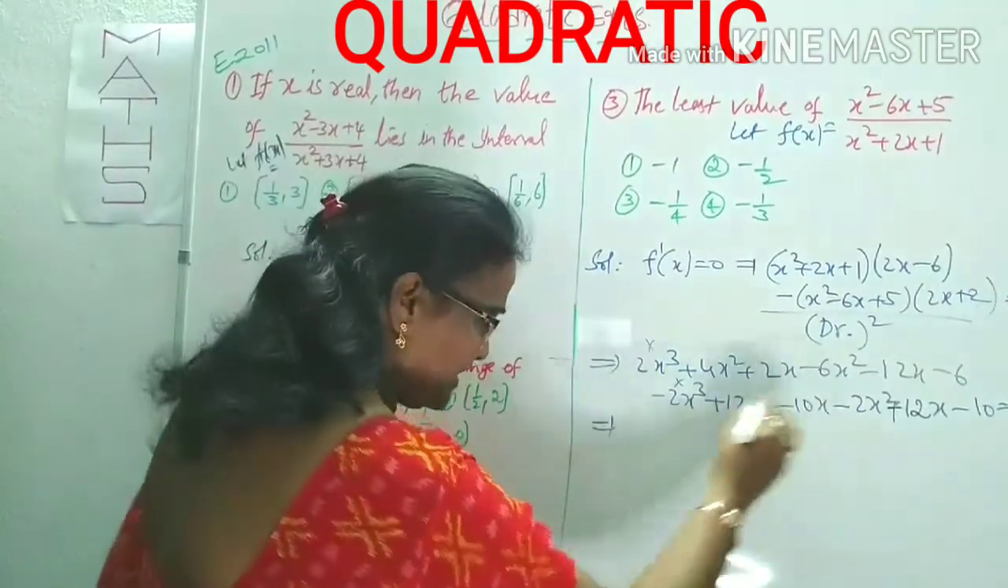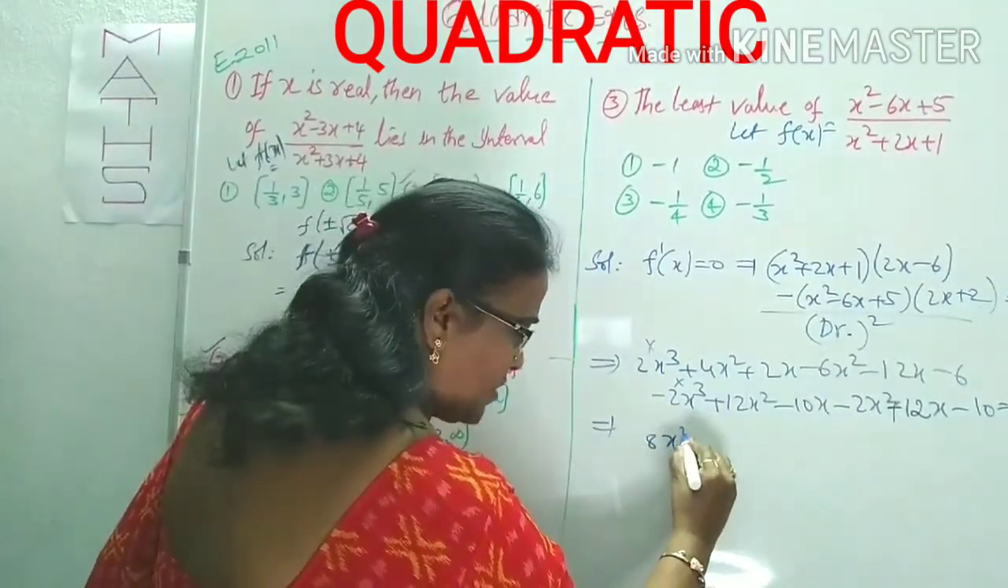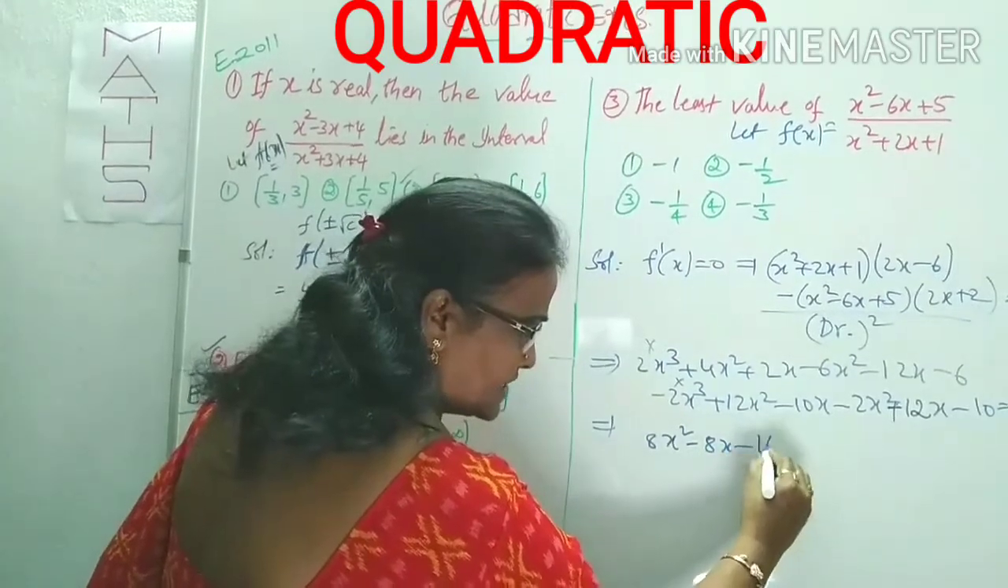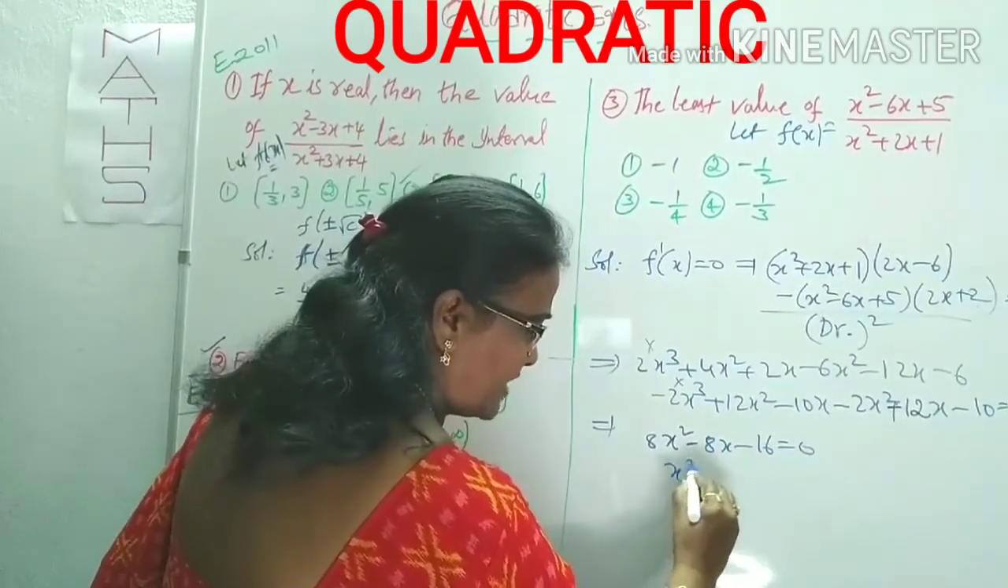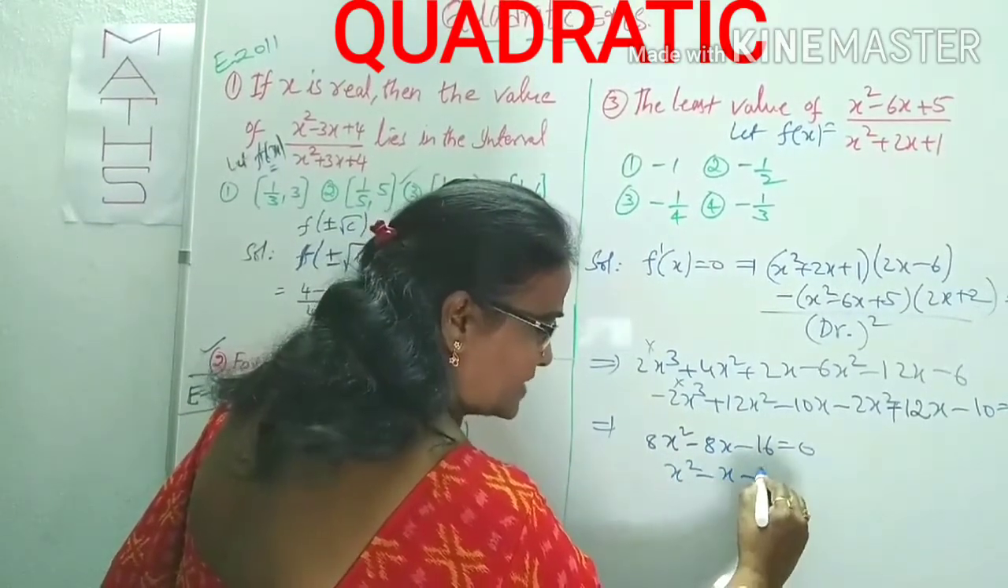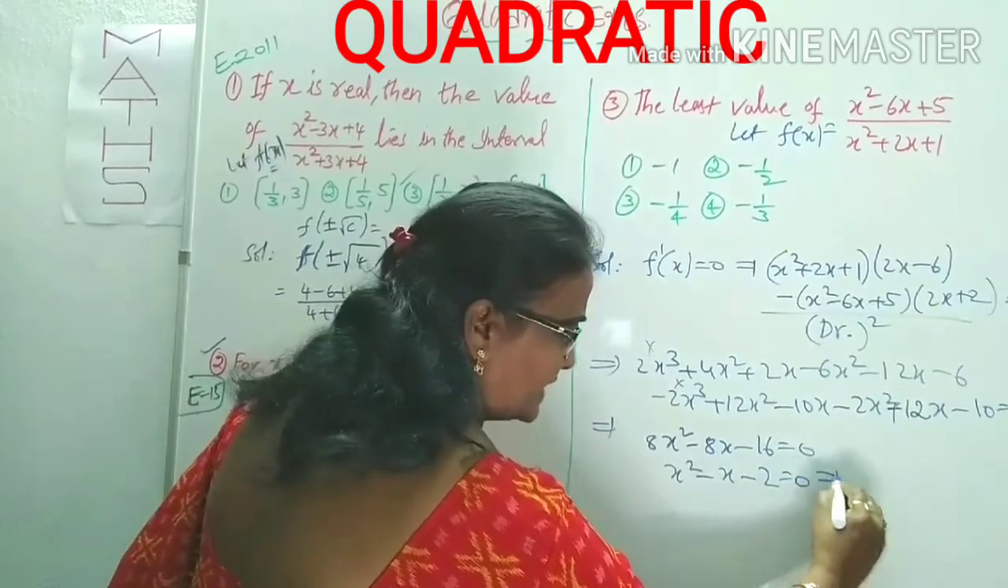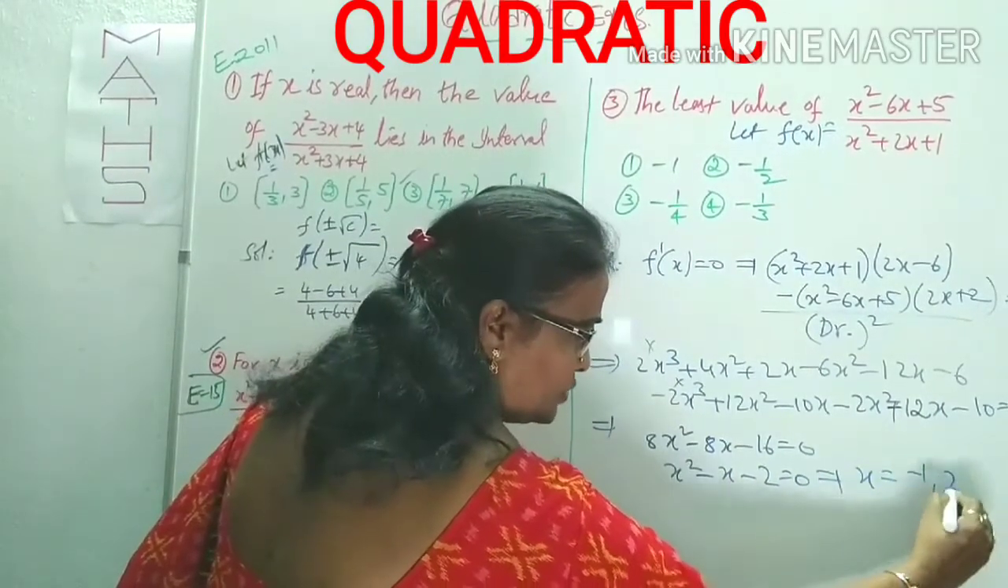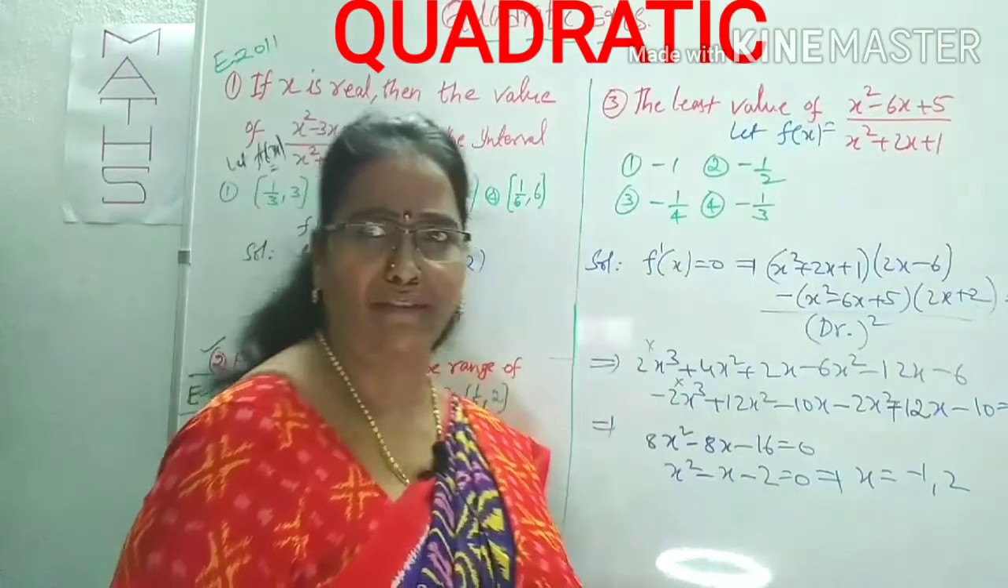By the simplification of this one you can get 8x square minus 8x minus 16 is equal to 0. Dividing through, that is x square minus x minus 2 is 0. From this you can get the x values are minus 1 and 2. Those values you can substitute in the given function.